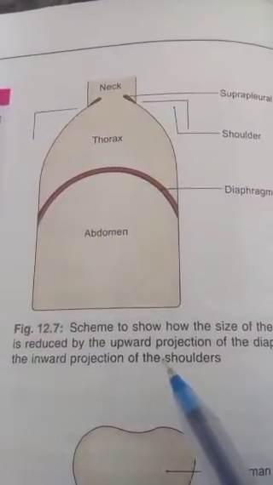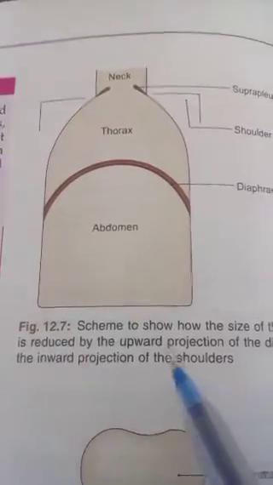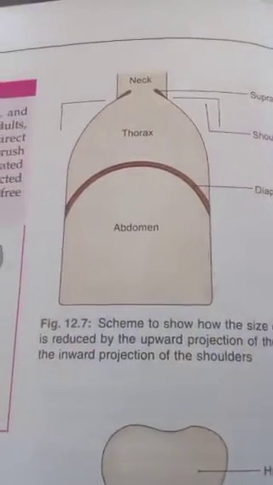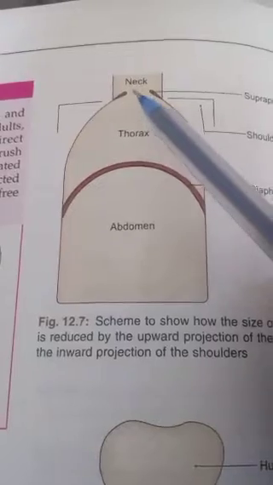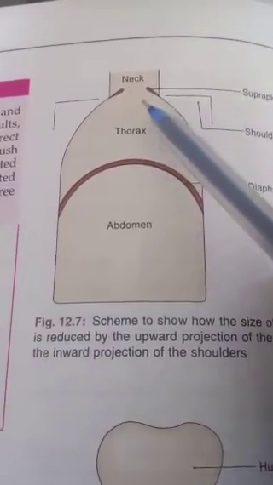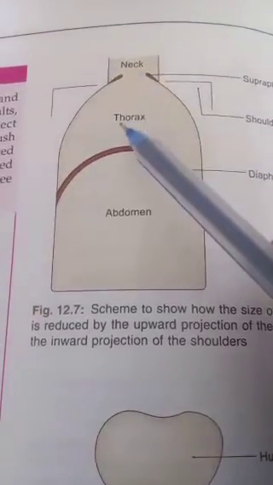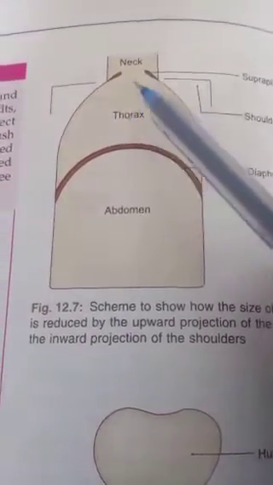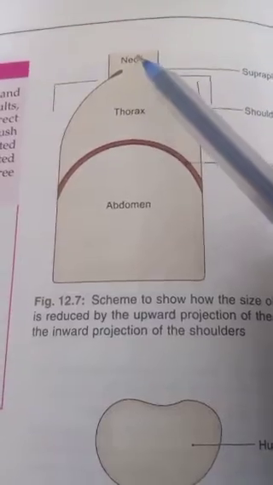In this video, we will discuss the thoracic inlet and thoracic outlet. As you can see in the diagram, the thoracic inlet, or superior aperture of the thorax, is the narrow upper end of the thoracic cavity, which is continuous with the neck.